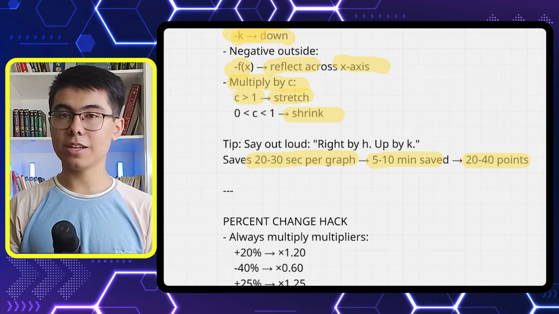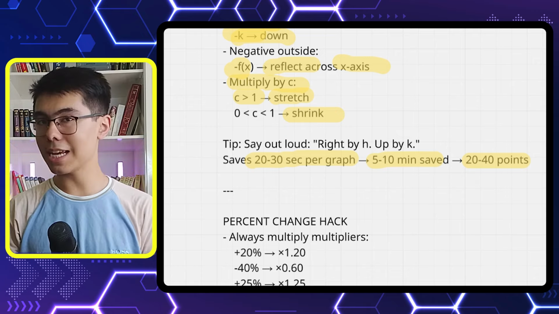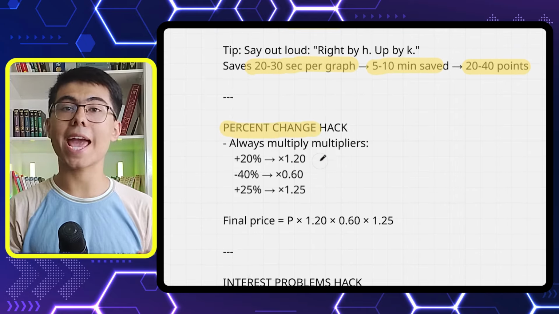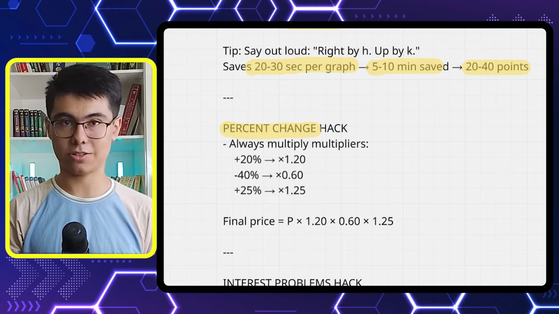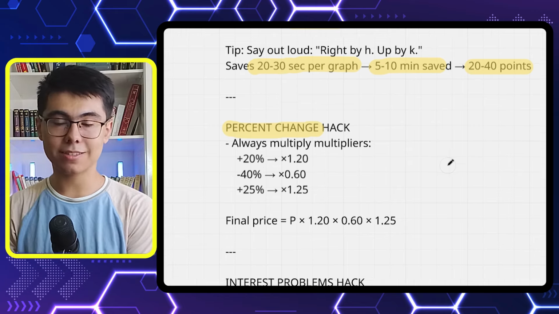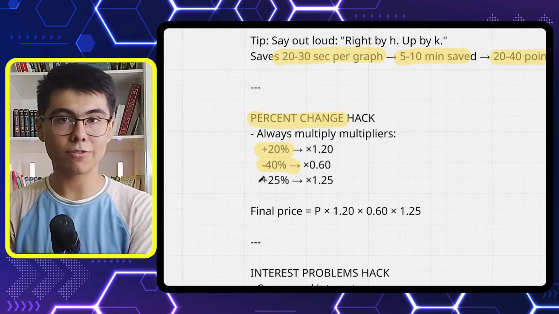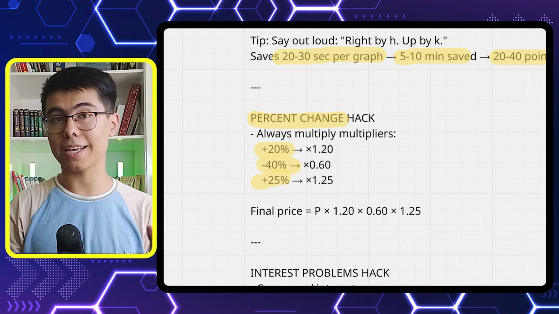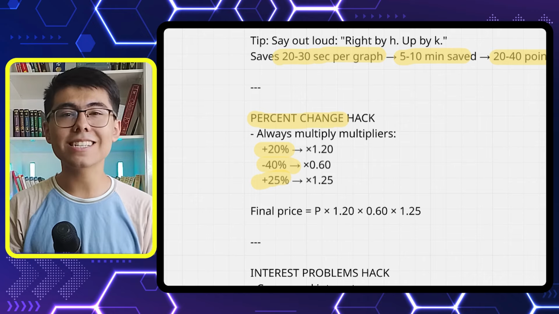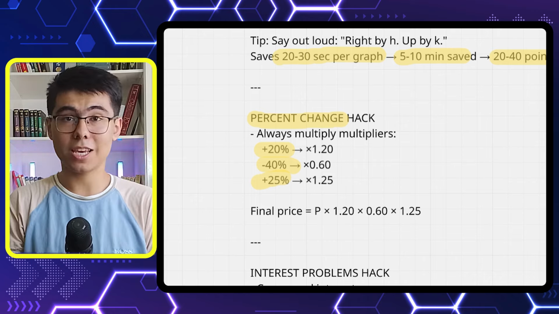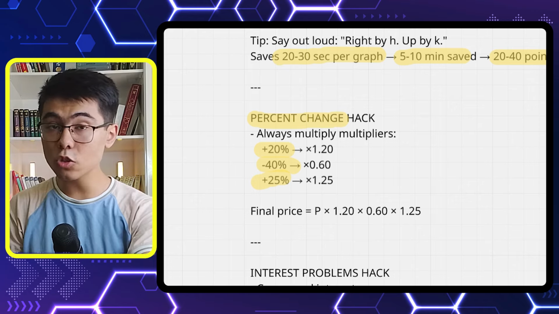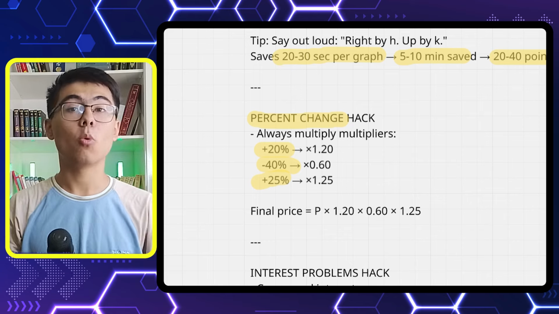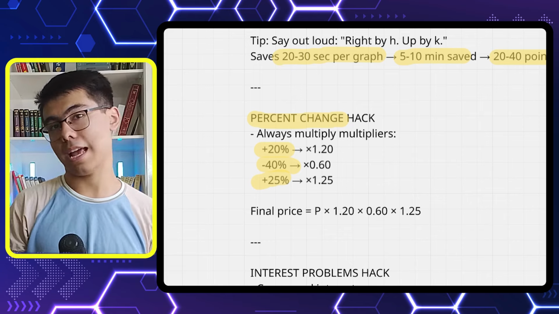Here's that dirty little secret nobody tells you about percent change and interest problems. Most students fall for the trap of adding percentages like clowns at a circus. Price goes up 20%, down 40%, up 25%, and they try to just add them up. And that's wrong. That's why they bomb these questions. The SAT is laughing at them because the whole game is compounding. And once you know the formula, you literally crush these questions in seconds, while everyone else drowns in algebra.